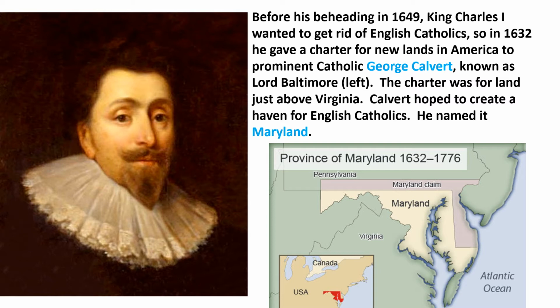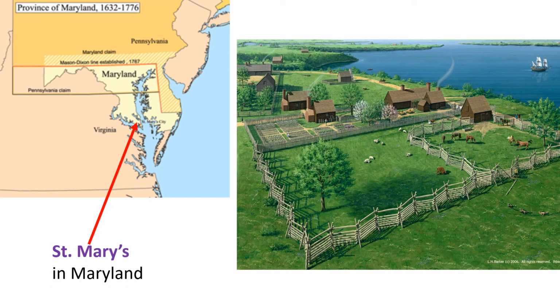But Calvert himself hoped to create a haven for English Catholics. And he was thankful to Charles I, so he named his colony after Charles I's wife, Henrietta Mary, so he named it Maryland. They established its capital at St. Mary's. You can see it's on the west bank of the Chesapeake Bay, very near Virginia, and St. Mary's, as you can tell, is Catholic.